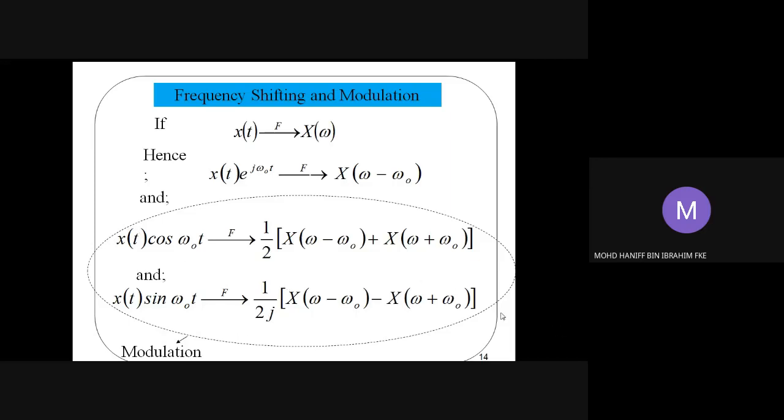But this property, I repeat again, which is a result of the time domain x(t) multiplied with trigonometric terms, is called modulation. We are going to see this more frequently in lecture 12, when we learn about the application of Fourier transform, specifically the application of modulation. This is the fourth property that we have learned today, frequency shifting and modulation. I combine them together because both of them are interrelated.